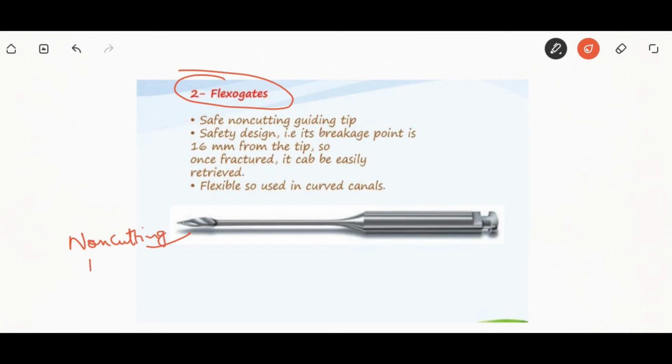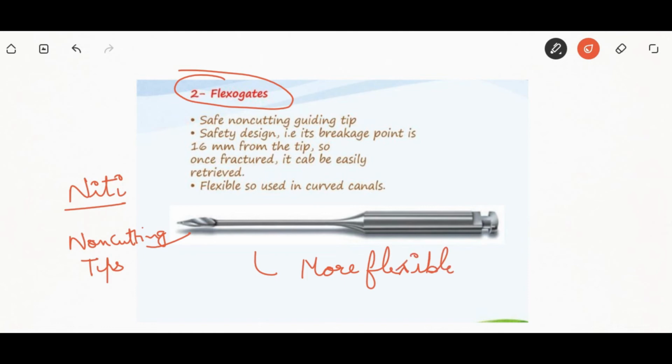So what are the advantages of Flexogates? They have a safe non-cutting guiding tip. It has a safety design, with its breakage point 16 mm from the tip. So once fractured, it can be easily removed. It is flexible, so it can be used in curved canals.